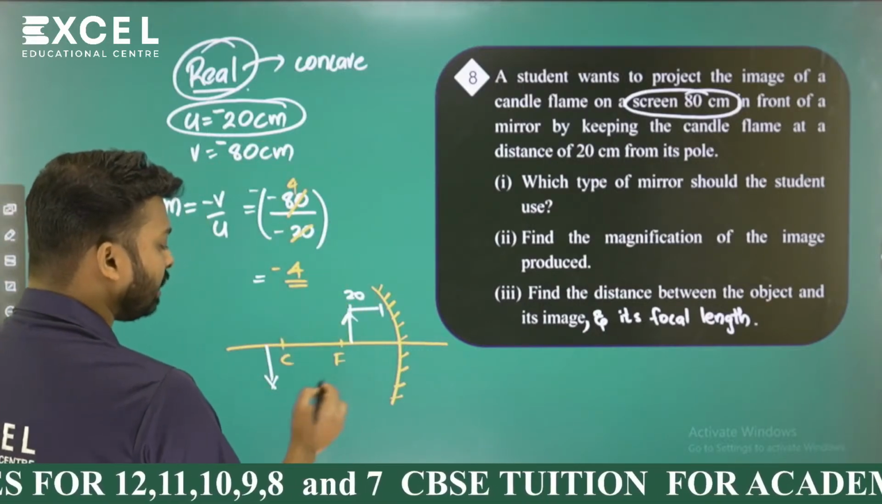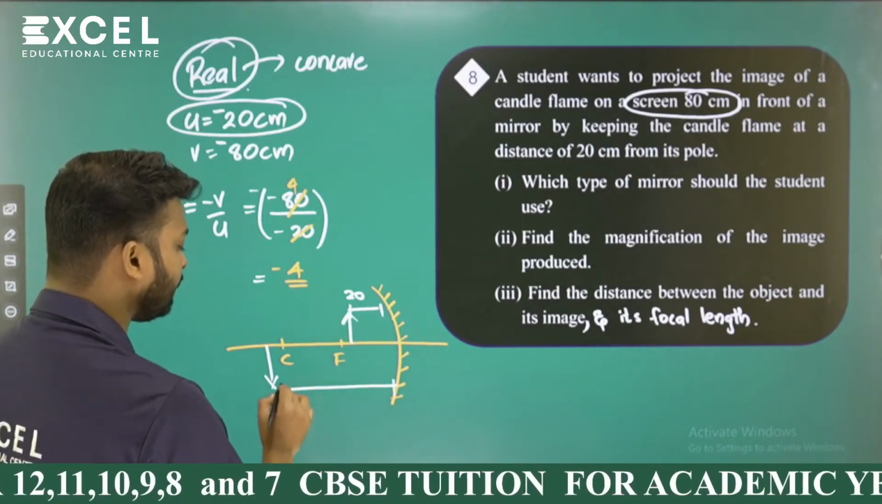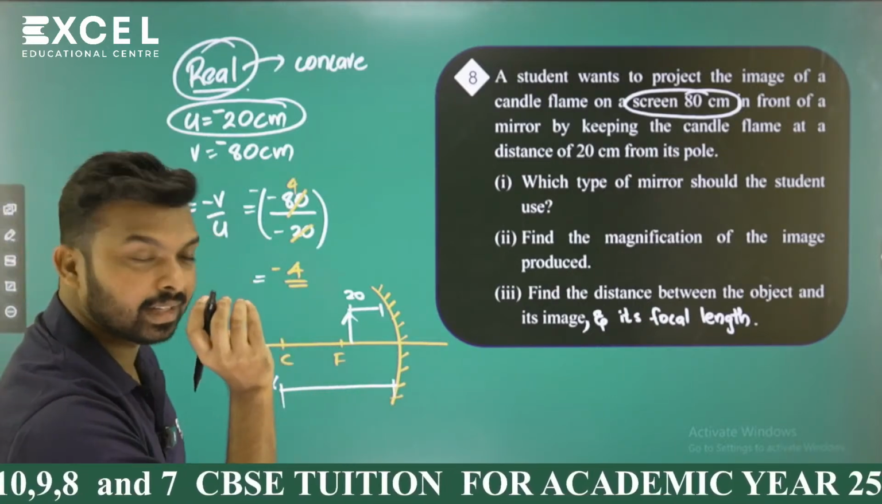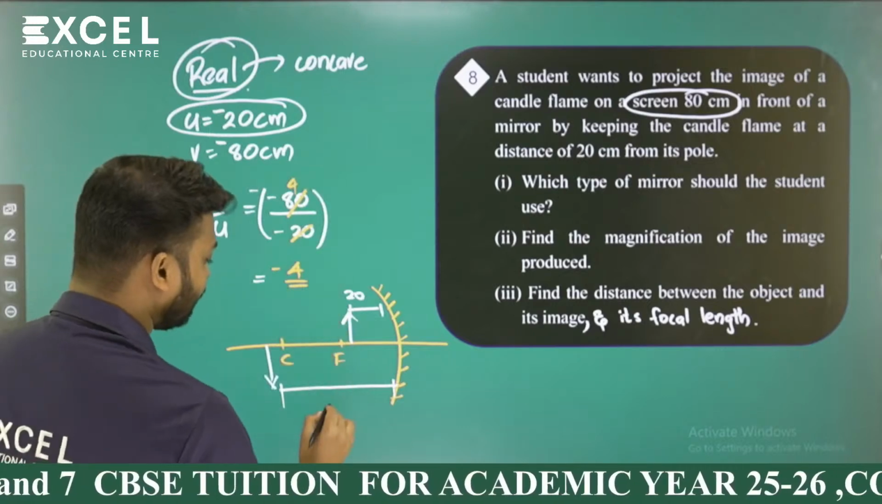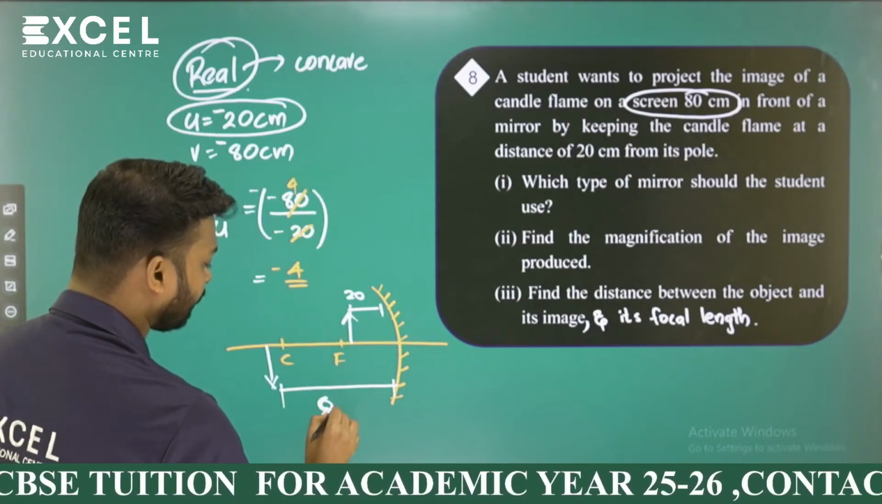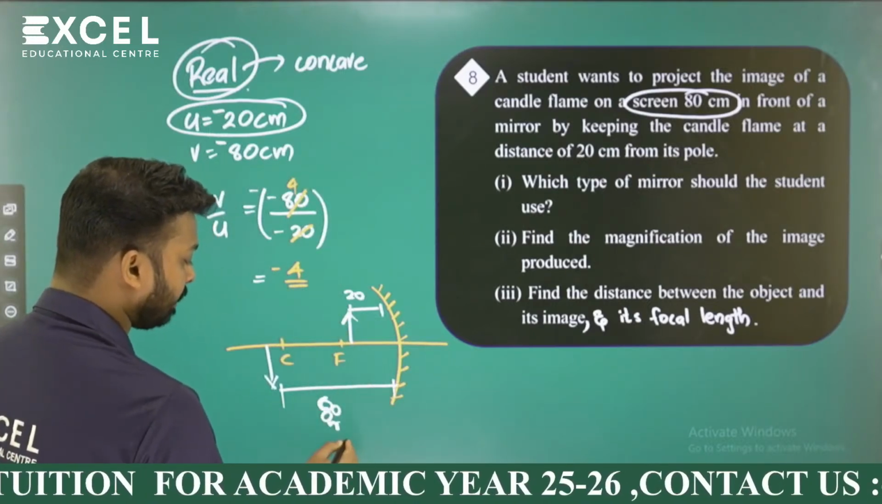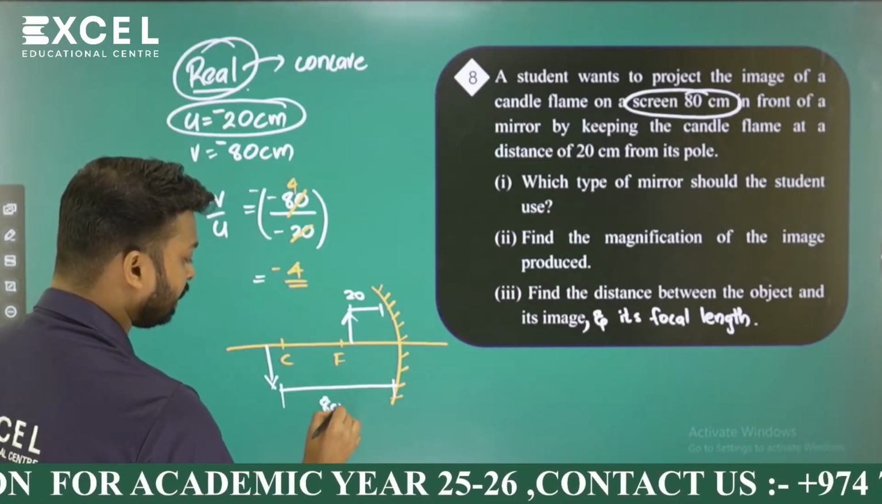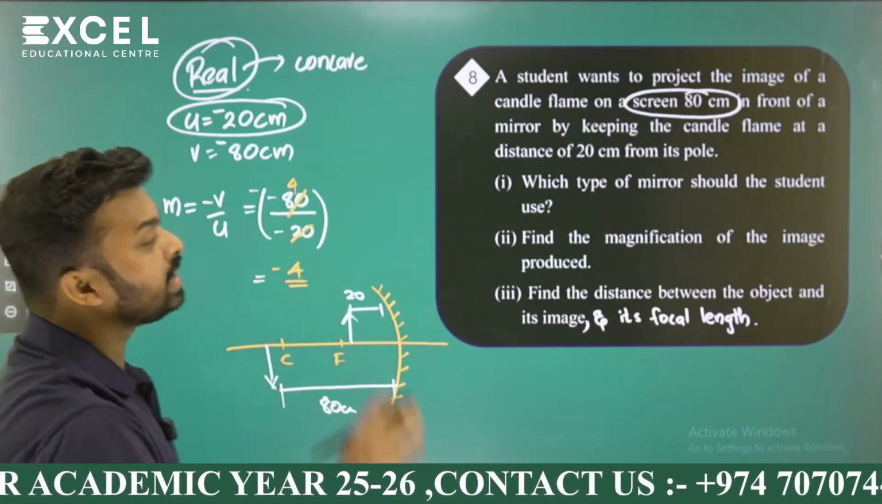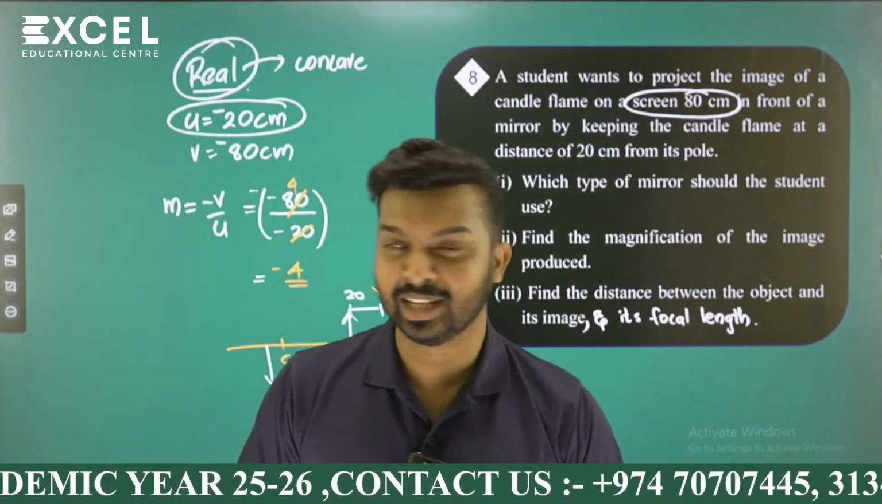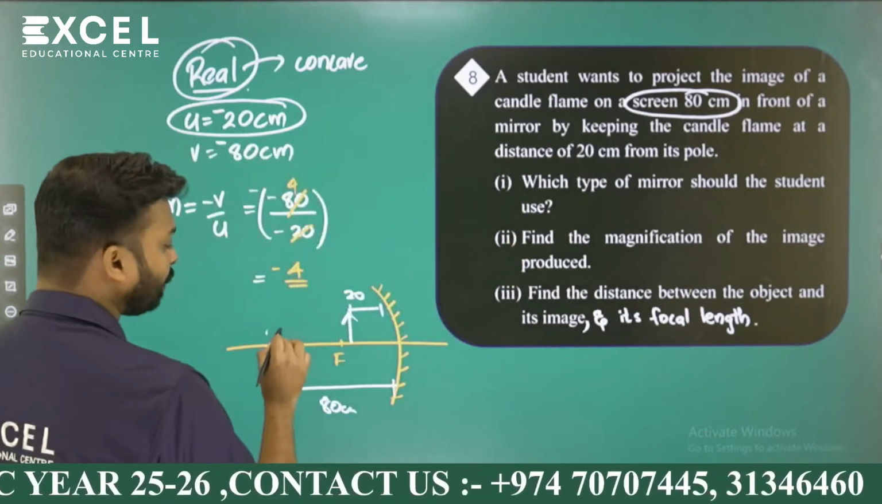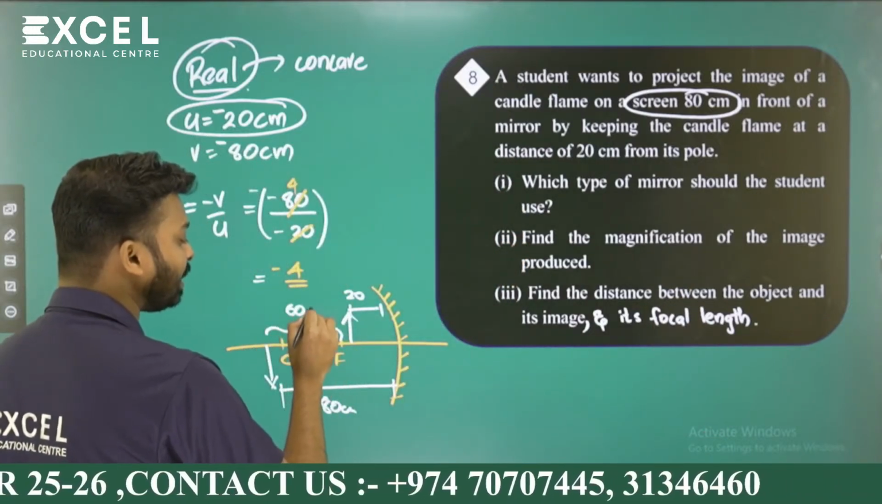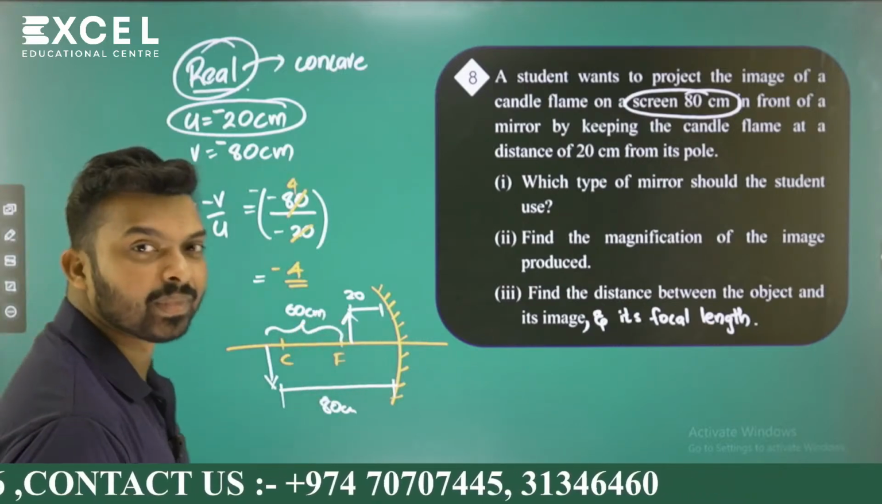Then the next distance is from what? It is again from the mirror, and it is 80. So this is 80 centimeter. So what is the distance between object and image? The distance between object and image will be 60 centimeter.